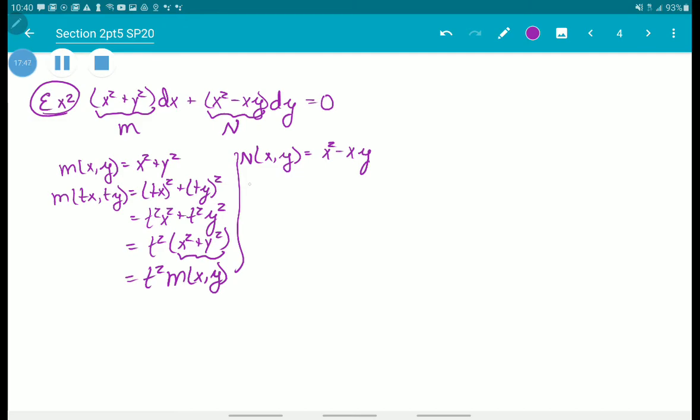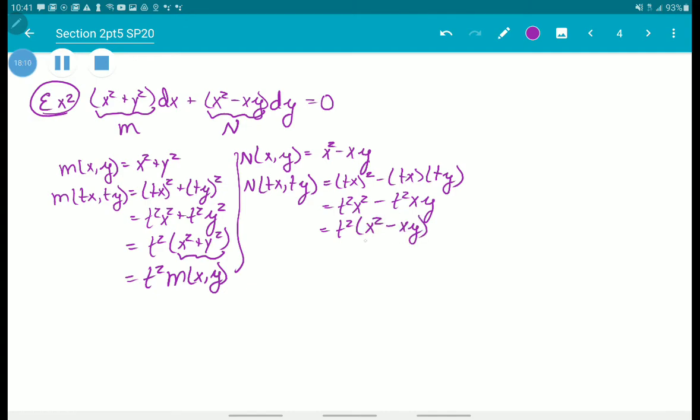Looking at n, make the substitutions, tx, ty. So we're going to have tx quantity squared minus tx times ty. So that's going to be t squared x squared minus t squared times xy. And once again, we could factor a t squared out, and that's going to leave us with x squared minus xy. And that was our n to begin with. Notice in both cases, we were able to pull out a t squared. So we have shown this is homogeneous, and it's degree 2.